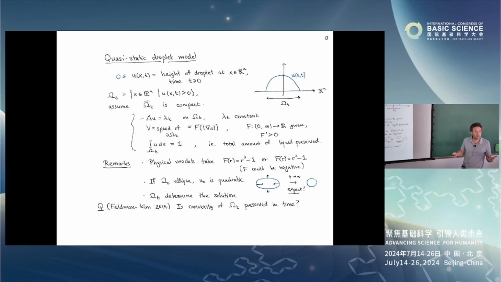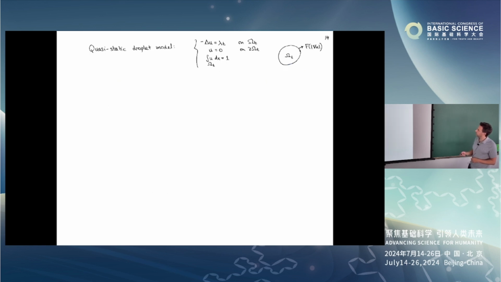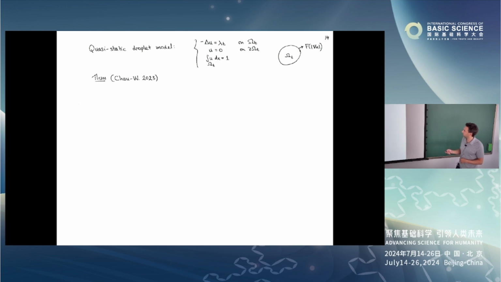And then there's a natural question, which I've been asking before, and you can ask here. Feldman and Kim asked it in 2014: is convexity of capital omega t preserved in time for this equation? So this again is the model, which I'm writing down. Our result, again joint with Albert, appeared last year. And we make this assumption on the capital F. It's a very mild assumption. I'll say a little bit about it later.